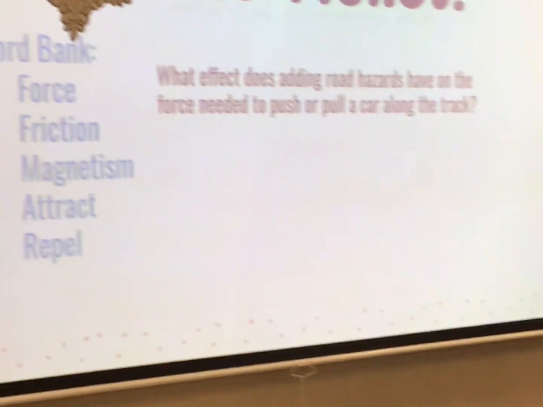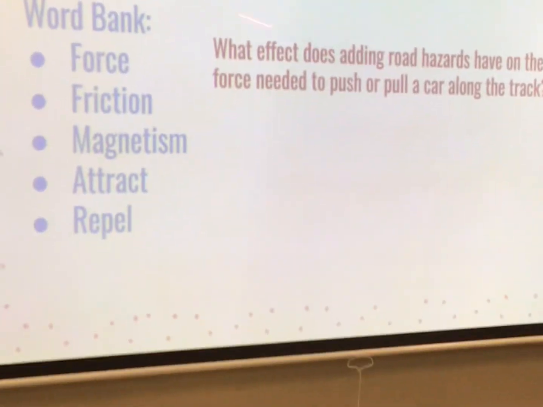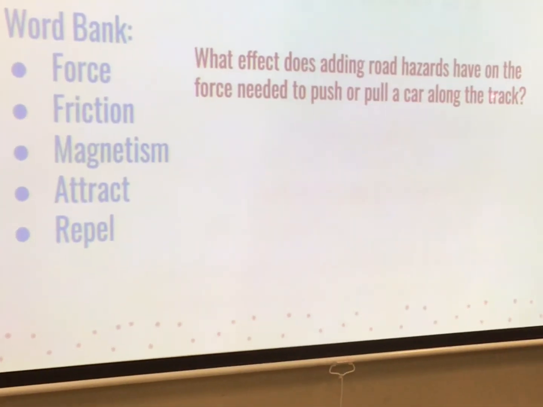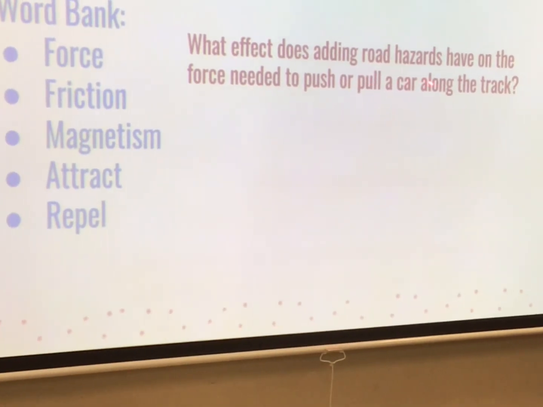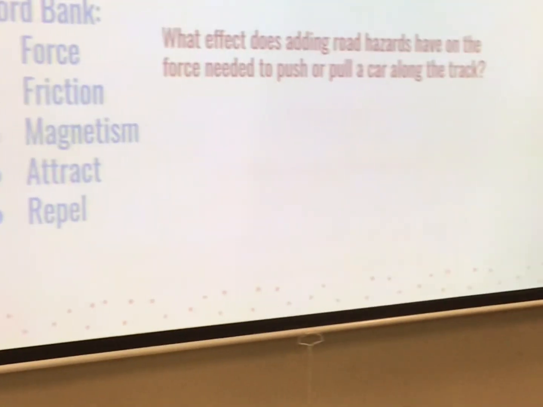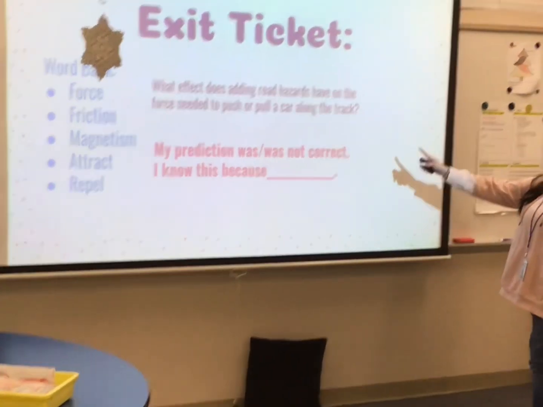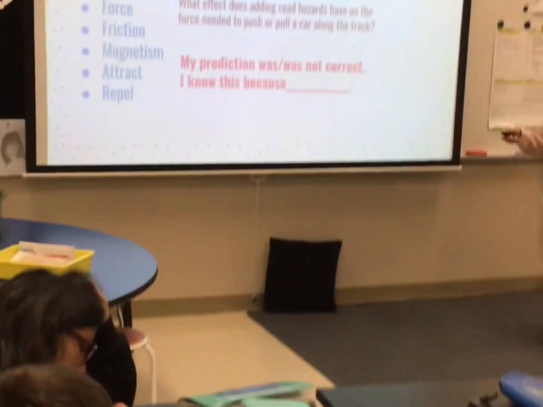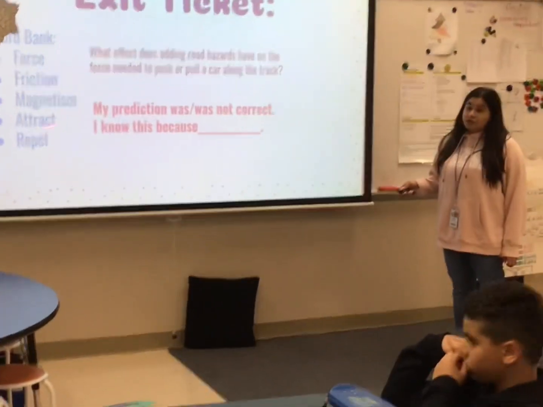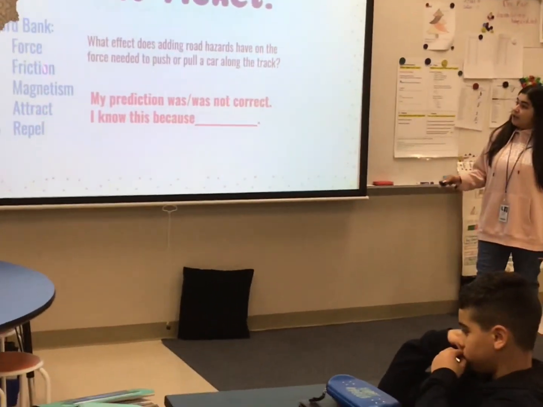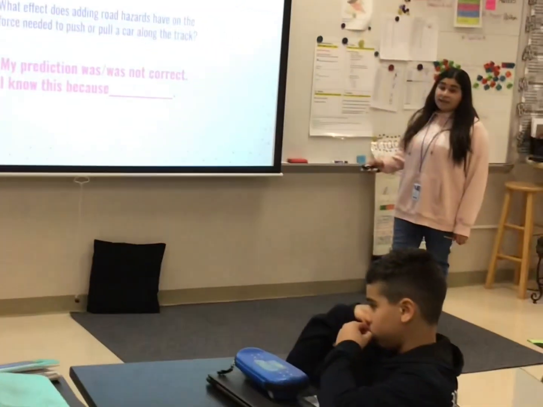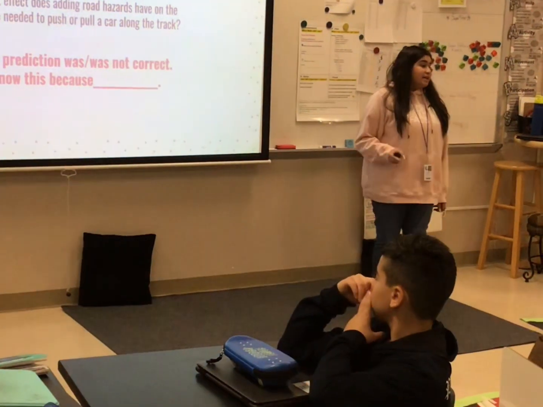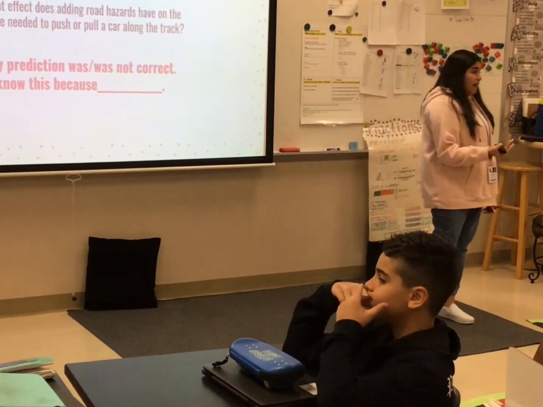So we remember our important question, right? What effect does adding road hazards have on the force needed to push or pull a car along the track? Y'all's exit ticket will be using this sentence stem: My prediction was or was not correct. I know this because... Y'all are going to use one word from our word bank to answer your sentence stem, and write it down on the sticky note. Y'all can use front or back, okay?